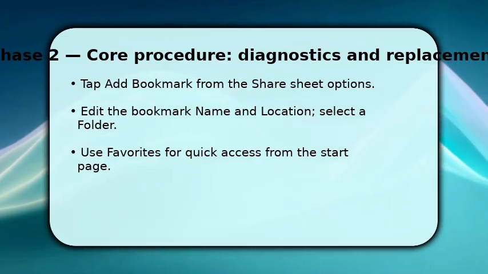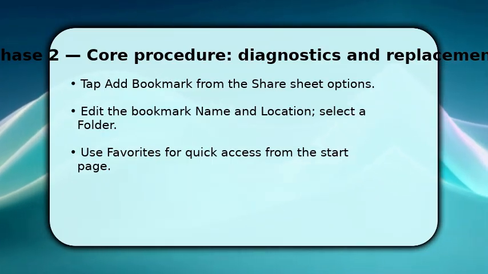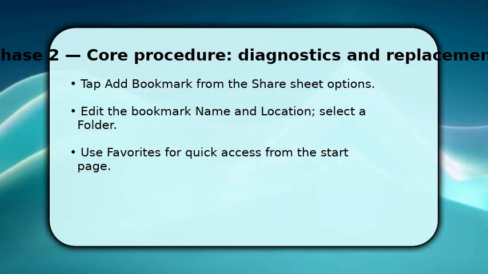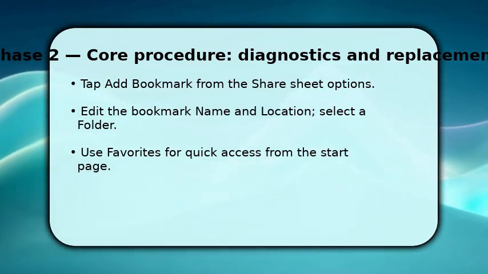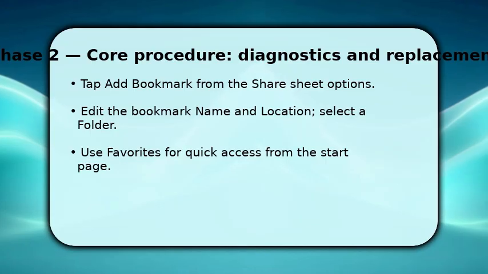Tap Location to pick a folder. Choose Bookmarks Bar, Favorites, or a custom folder to keep related links together. Once you select the right folder, you can preview the URL and adjust it if needed. This organization step matters. It speeds retrieval and prevents clutter when you have many saved pages.